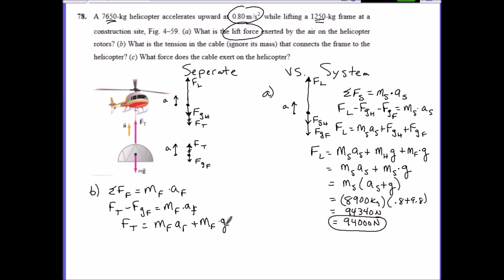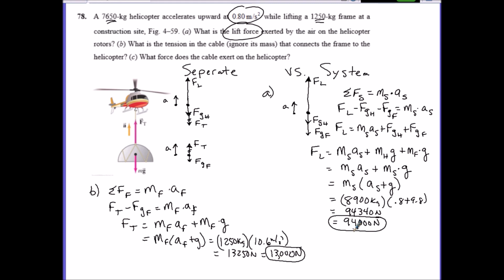And just like we saw over here, we can pull out that common mass of the frame. And that would simply be 1,250 kilograms multiplied by the 0.8 plus 9.8, 10.6 meters per second squared, just like we had over there. And for this, we get about 13,250 newtons, which we could round to 13,000 newtons. And there we go, part B solved.